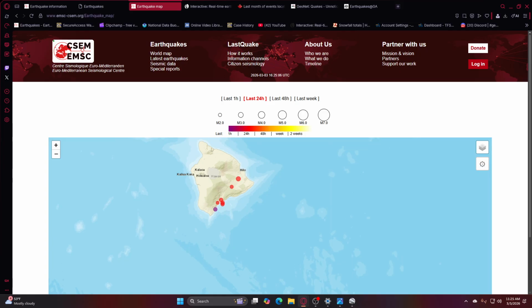There was a 2.2, 1 kilometer west of Volcano. It was on March 2nd at 17:20 p.m. and it was 35 kilometers deep. And then a 2.0, 8 kilometers southwest of Pahala, March 2nd, and it was at 18:34 p.m. and it was 0 kilometers deep.